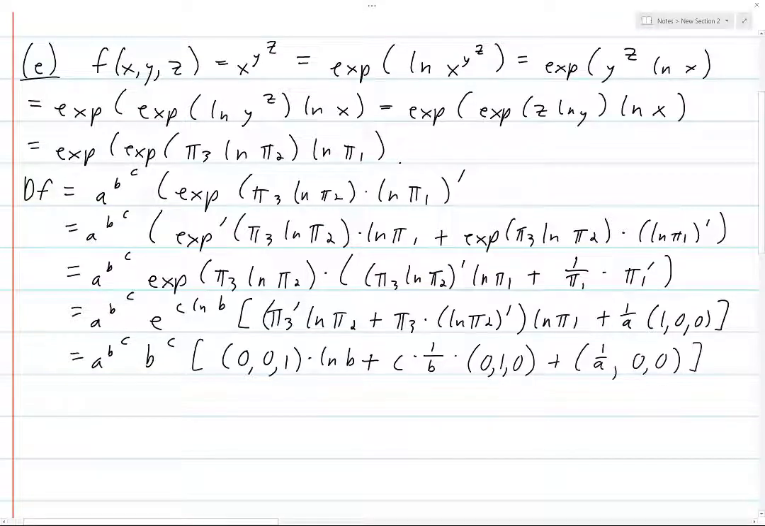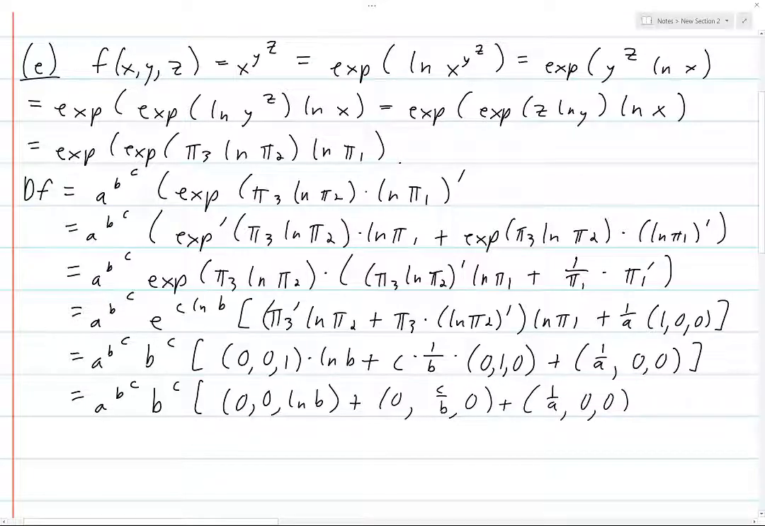Use brackets here again. So we've got a to the b to the c times b to the c times, let's see, we've got 0, 0 natural log of b plus 0, c over b, 0 plus 1 over a, 0, 0. So finally, we have a to the b to the c times b to the c times, then we're going to have 1 over a, comma, c over b, comma, natural log of b.